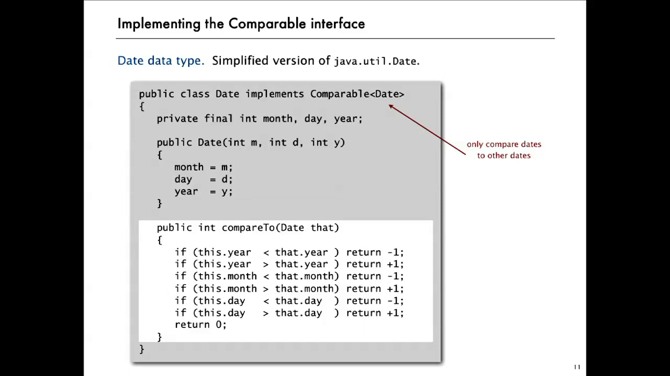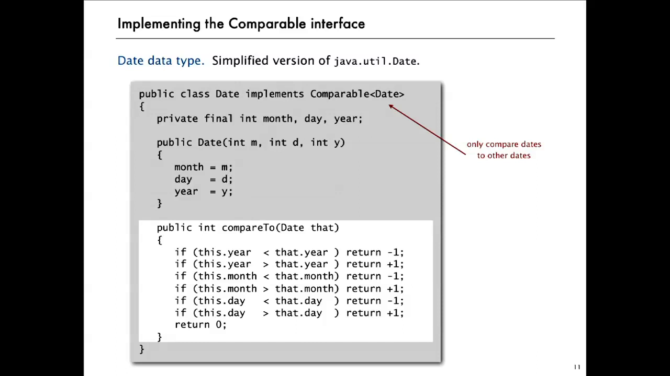In this implementation, the date class has 3 instance variables: the month, the day, and the year. And the constructor fills those in from the arguments, as you can see. So now if you want to compare 2 different dates, the first thing to do is to check if this year is less than that year, where that is the date given in the argument. If that's true, then it's less, return -1. And if the year is greater, return +1.